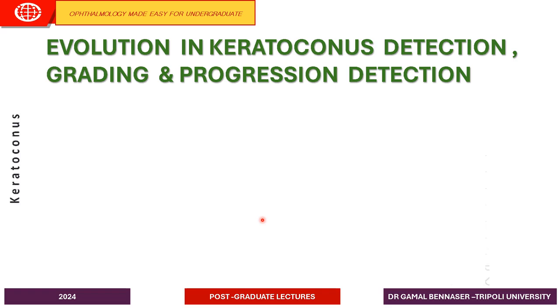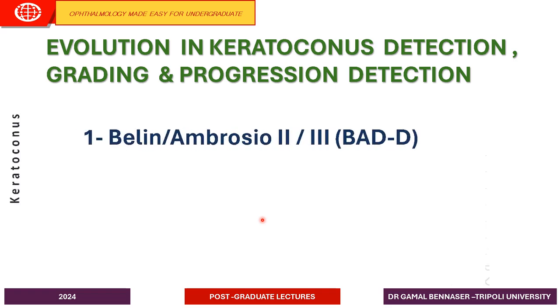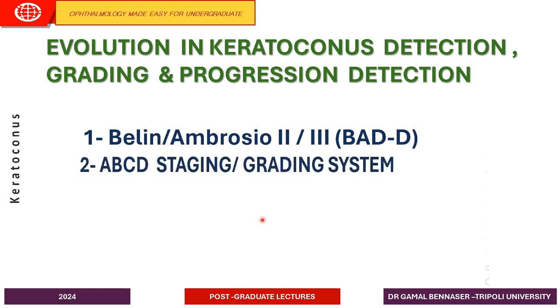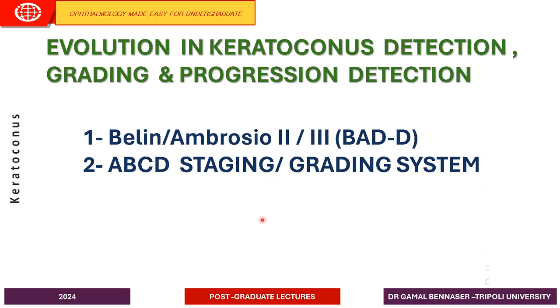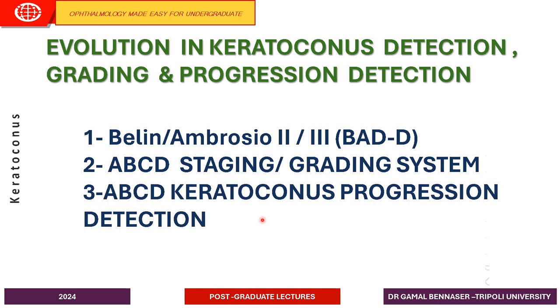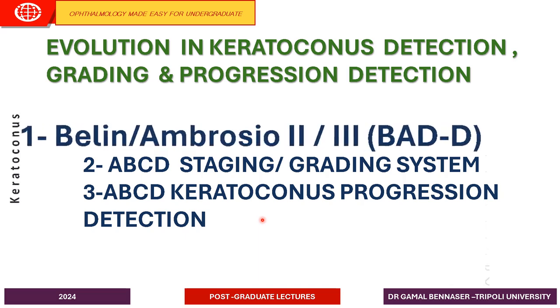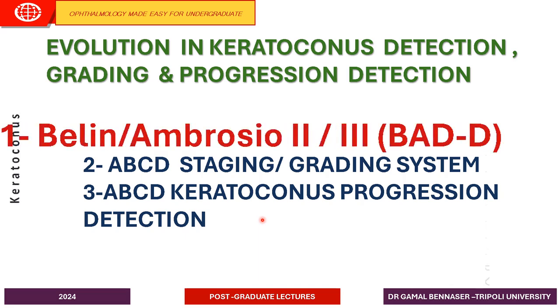Now, the applications of this enhanced reference surface came initially in the Belin-Ambrósio display. We will speak about the Belin-Ambrósio display, and also about the ABCD staging or grading system. And then finally, we'll speak about the ABCD keratoconus progression detection. So we will go one by one and speak about the Belin-Ambrósio display, and we know its importance in the early detection of keratoconus.